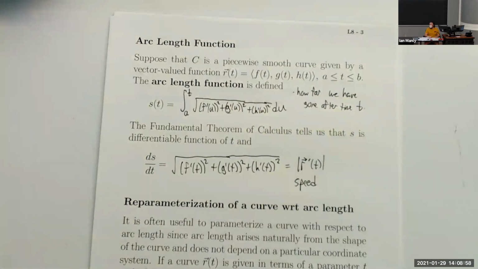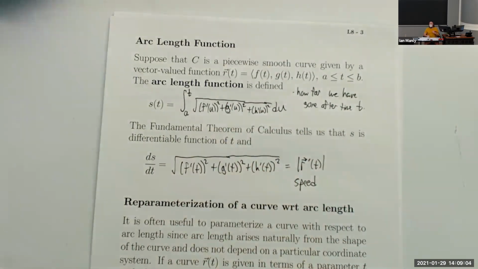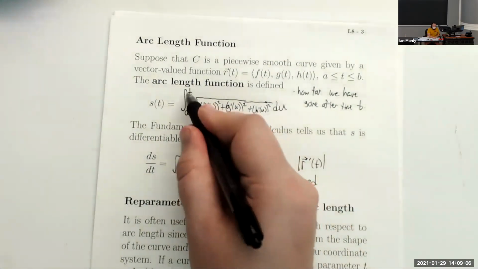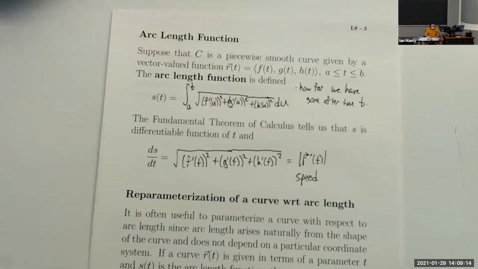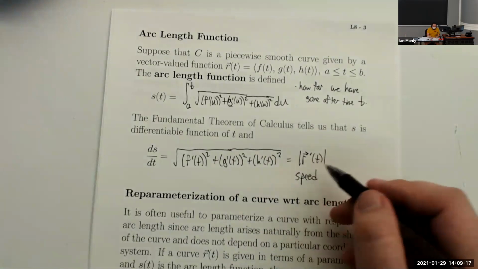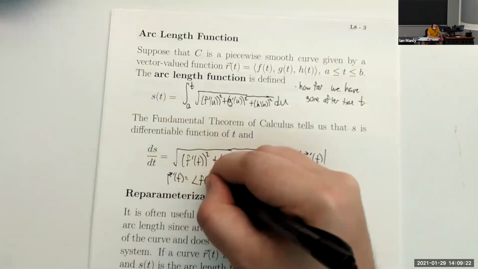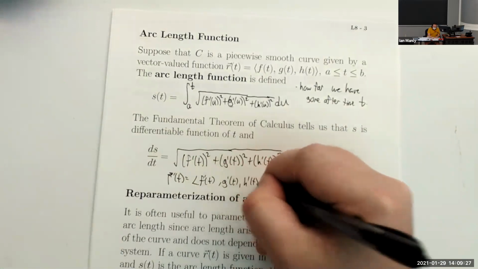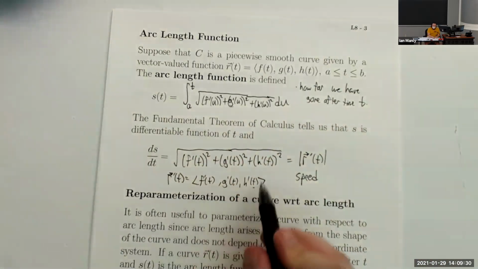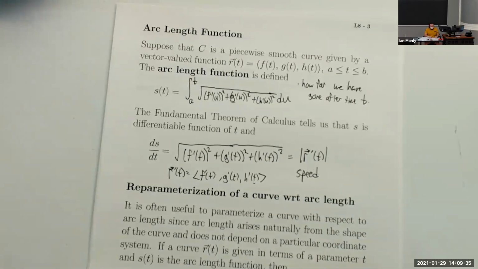Is a always 0? No, a could be any value you want. So you can imagine that the arc length function represents how far you've gone from time t equals a to your time t equals t, where you could put in any number you want for t. All right. So how is this going to be speed? Well, remember that r prime is f prime of t, g prime of t, and h prime of t. If we find the magnitude of this, we'll end up getting this equation right here. And the magnitude of velocity is going to be speed.